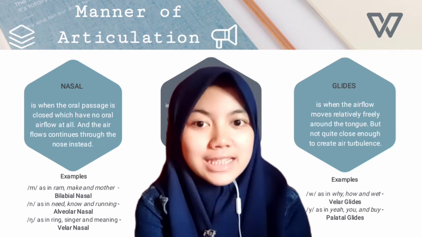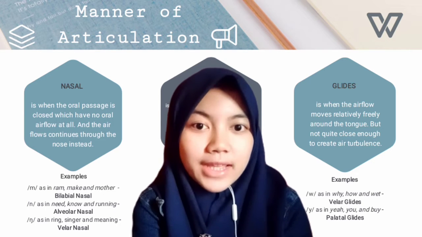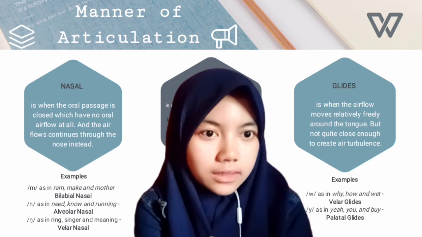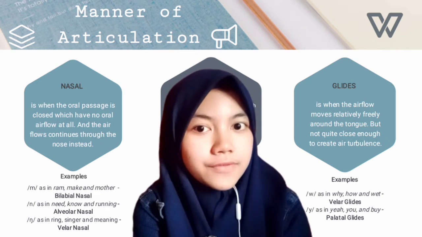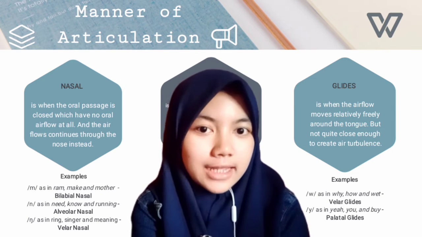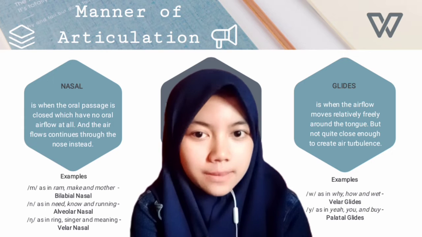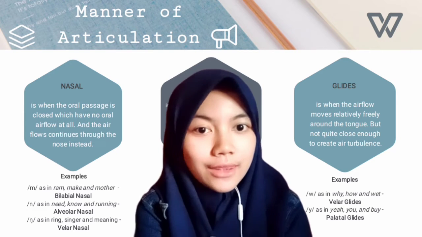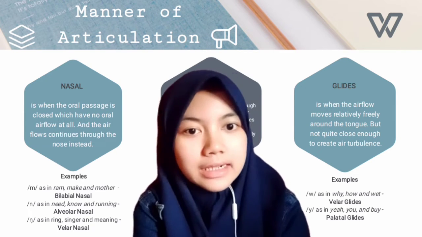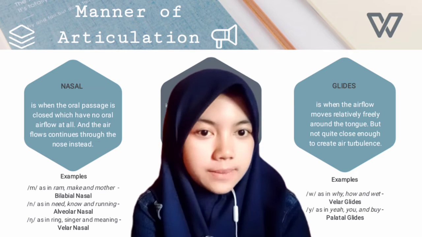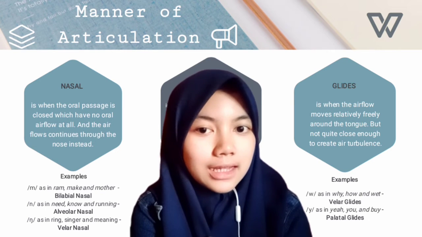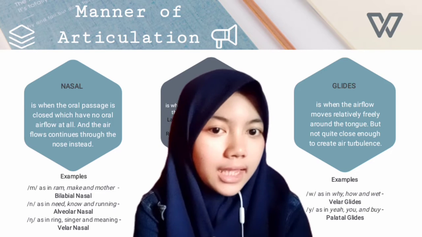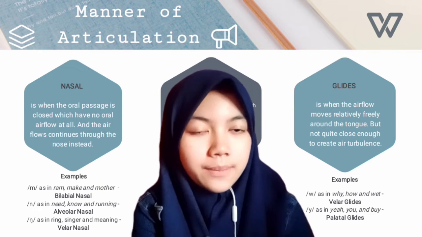And the last one is glide. Glide is when the airflow moves relatively freely around the tongue, but not quite close enough to create air turbulence. For example, w as in why, how, and wet, and this is velar glide, or approximant, and y as in yeah, you, and boy, and this is palatal glide, or approximant.